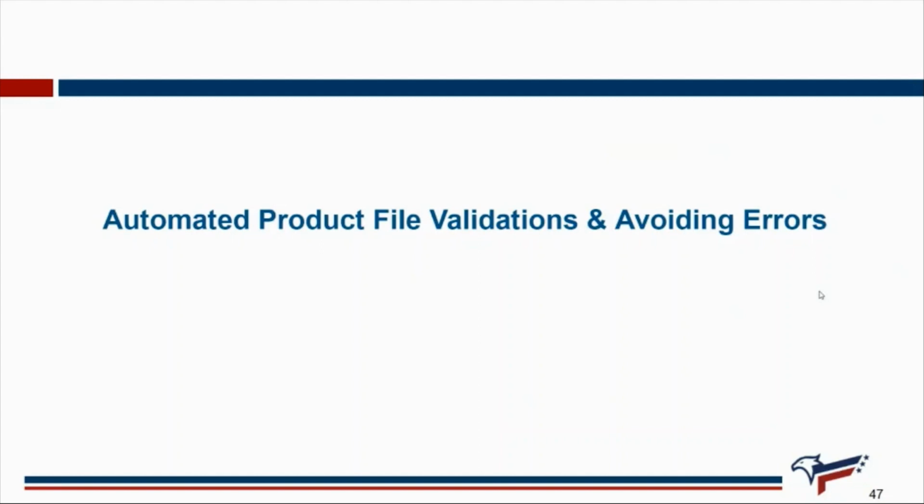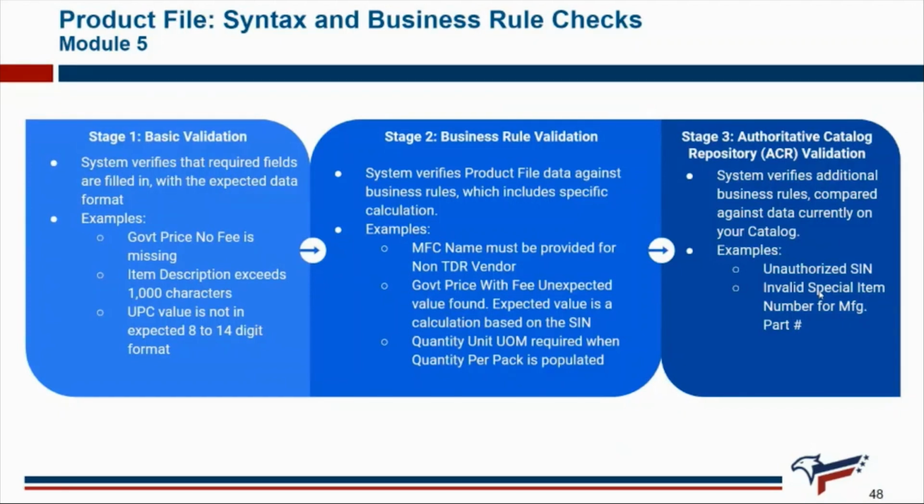Automated product file validations and avoiding errors. Upon the vendor submitting their product files in FCP, the system goes through 3 stages of validation checks. Basic validation, to ensure that required fields have data and that the data is in the expected format. Business rule validation, to ensure that specific calculations are correct or that conditionally required fields are entered.